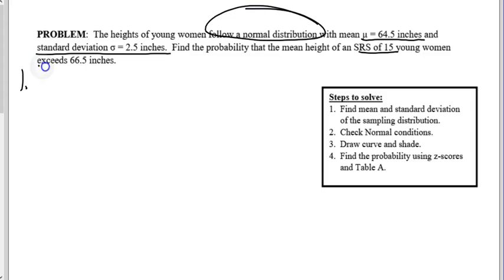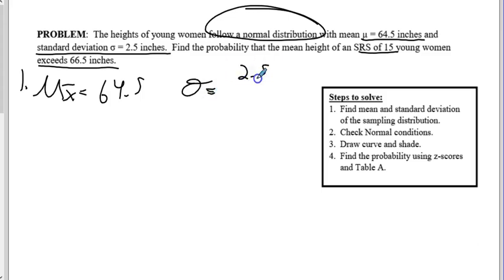We're also going to be comparing it to 66.5, and we're exceeding it, so we're going to the right. So number 1, we do our funky mu, x bar equals 64.5. That's just given to us. Our standard deviation is the standard deviation of 2.5 divided by the square root of those 15 people. And when I calculate that out, I get 0.65. Always round properly, 0.65. That's all.